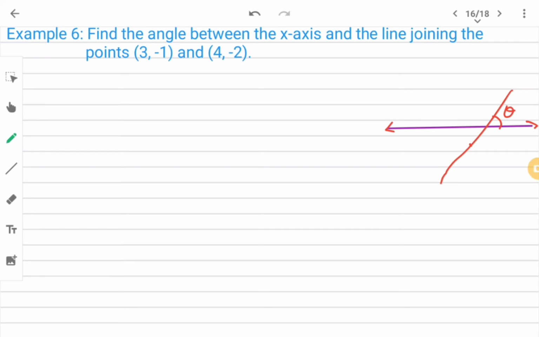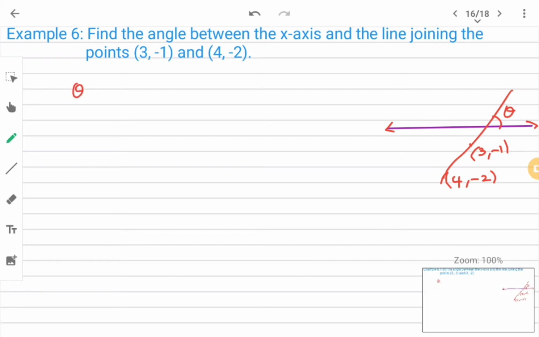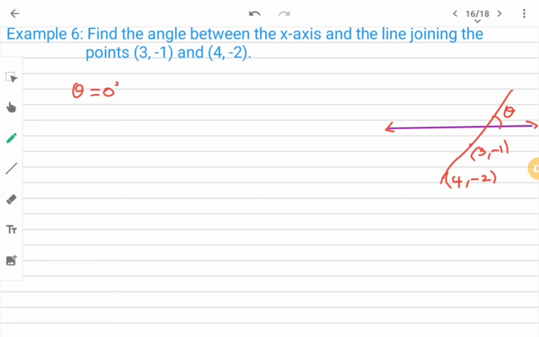This point I am going to take as (3, -1), and this point as (4, -2). For the imagination only I have drawn this diagram. What we have to do: for the x-axis, we know theta is equal to 0. Then what will happen to the slope? That is, m is equal to tan 0, that is equal to 0. So I am going to take the slope of the x-axis as m1. m1 is equal to 0.